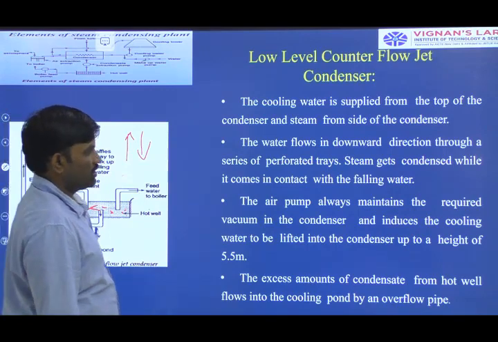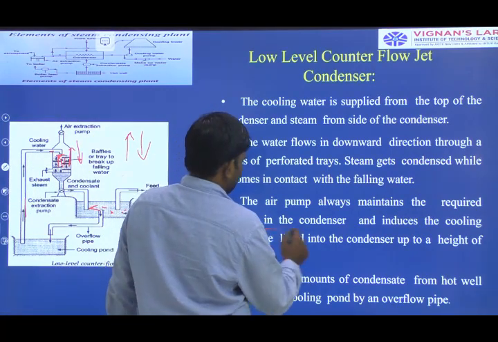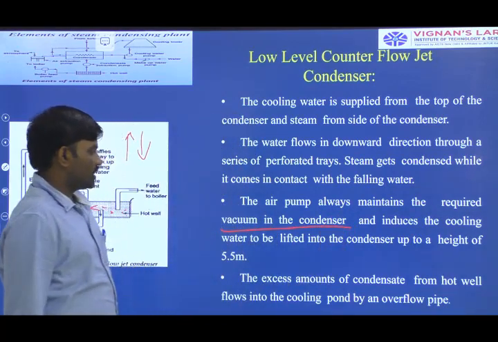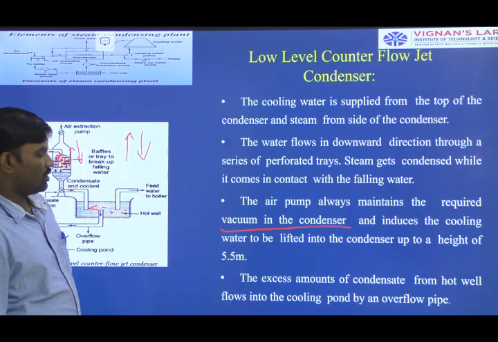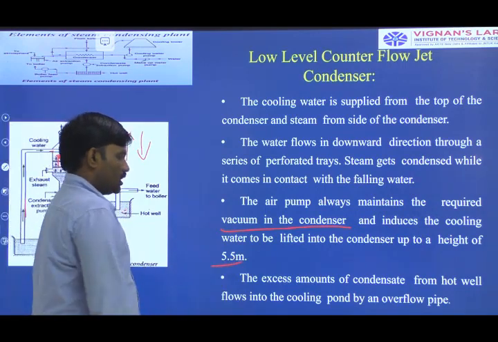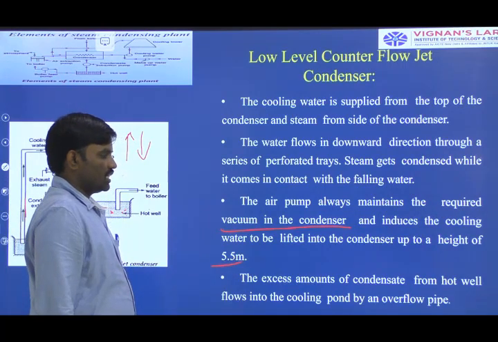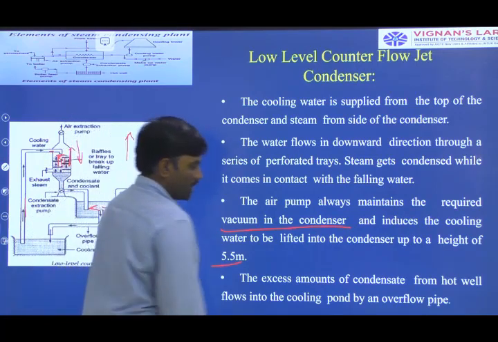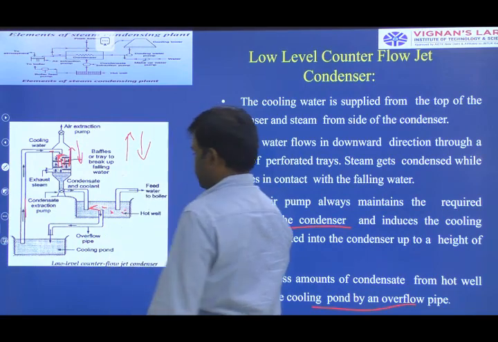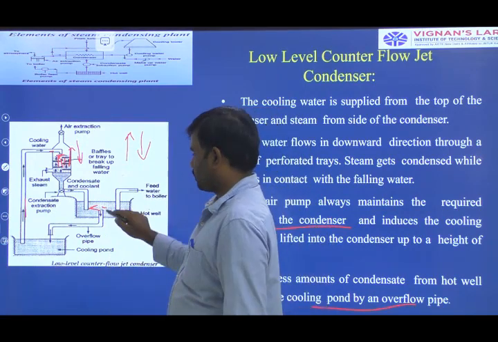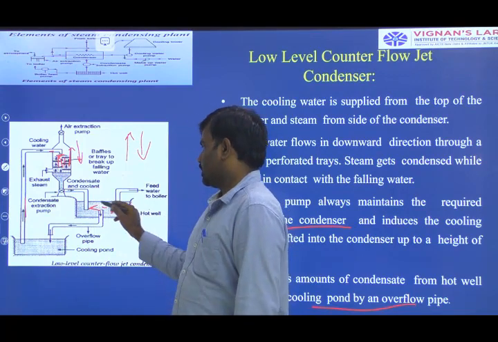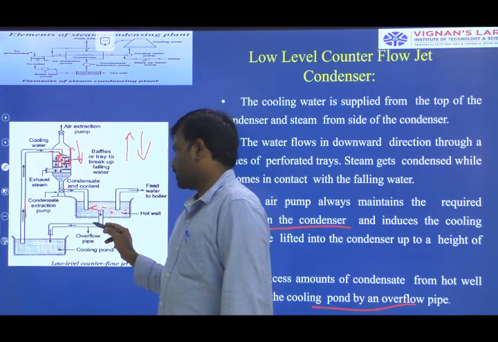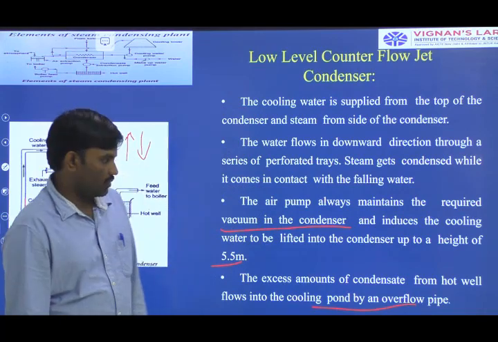Okay, the air pump always maintains the required vacuum in the condenser section and induces the cooling water to be lifted into the condenser up to a height of 5.5 meters. The excess amount of condensate from the hot well flows into the cooling pond by an overflow pipe. Here also we are arranging the overflow pipe. Excess quantity of condensate mixture is stored in this hot well, and we are collecting it with the help of an overflow pipe.